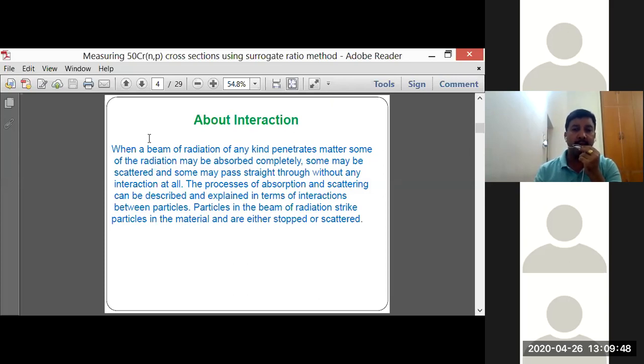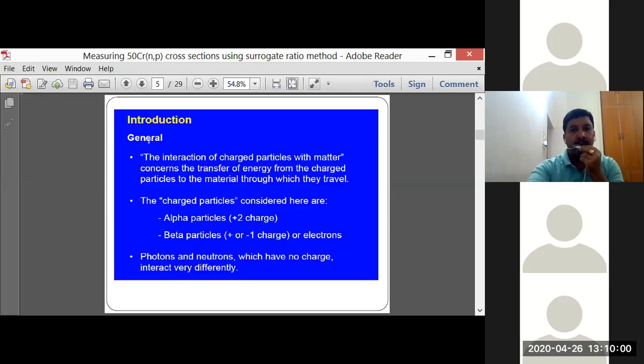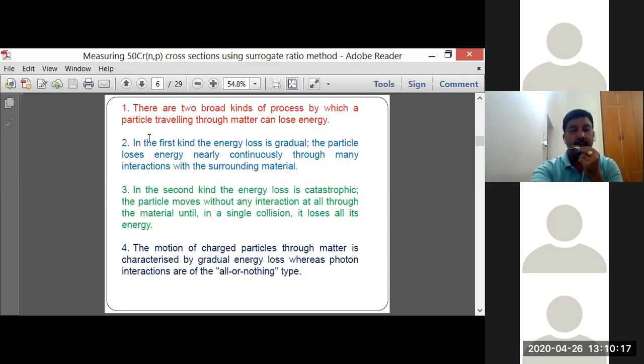I made this lecture in three segments. Firstly, I will discuss the charged particle interaction, then we will go for photon interaction, then neutron interaction. If we talk about charged particles, we will have alpha, with higher mass, and we will talk about beta. They represent all the charged particles, and then we will talk about photons and neutrons.